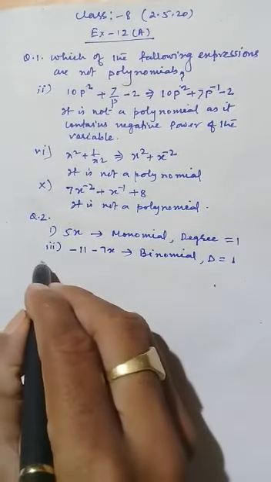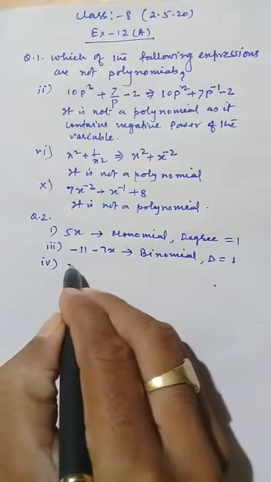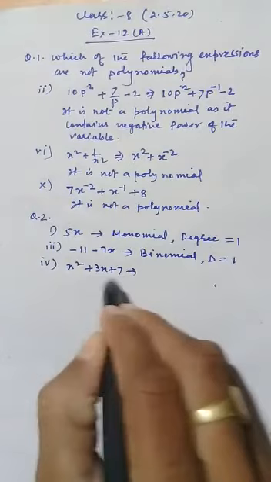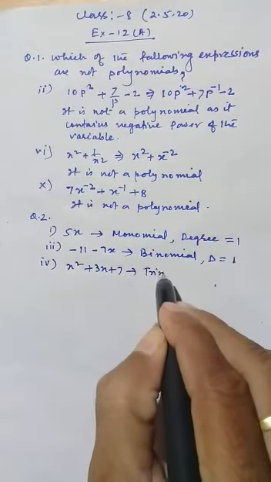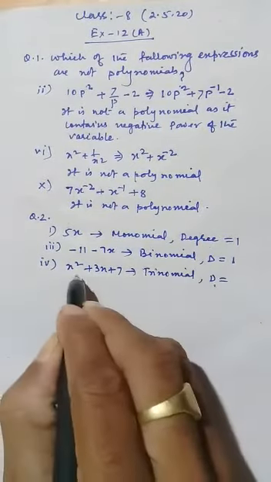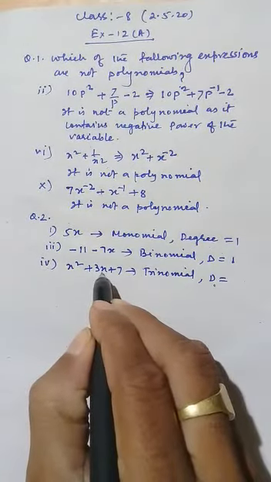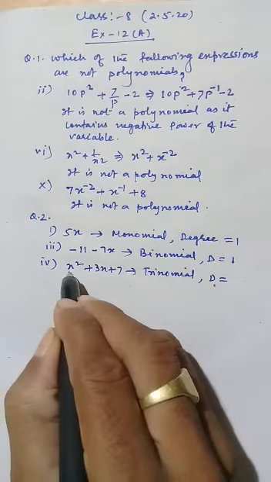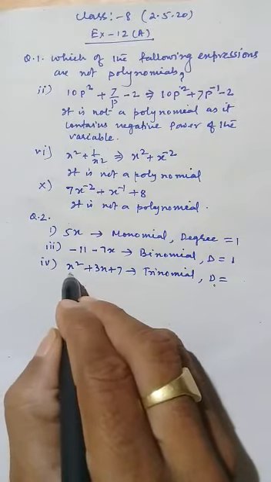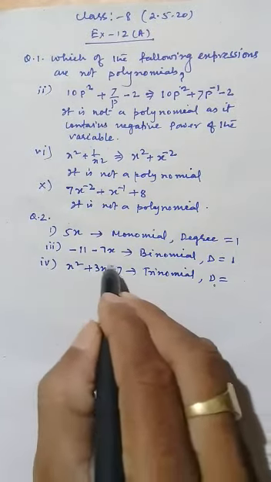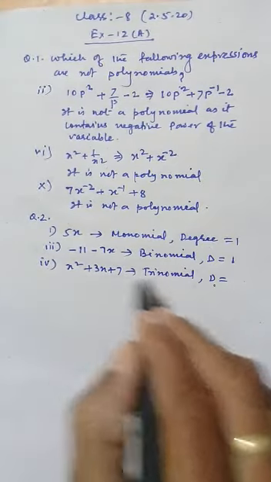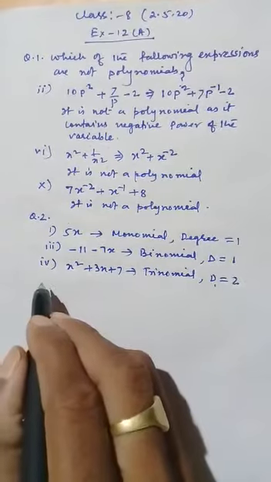Next, number 4th, x square plus 3x plus 7. How many terms we have here? 3 terms, so it will be a trinomial. And degree will be highest power of variable. Here x is variable in second term, its power is 1. Here x square, in x square, x is variable and highest power is 2. So in this polynomial, the highest power of variable is 2, that's why degree is 2.